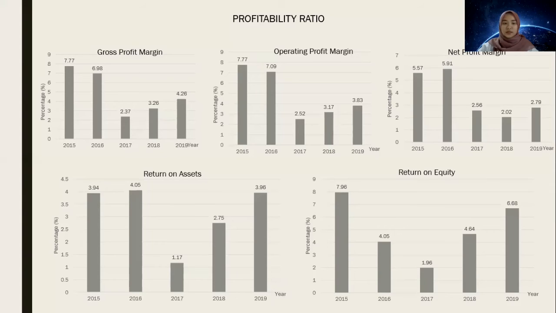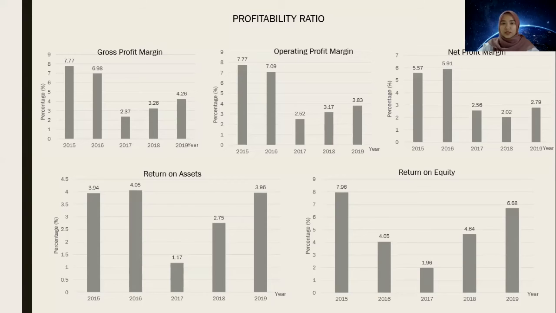And return on asset, it showed the highest ratio was on 2016 at 4.05%. And this means that Sime Darby Berhad is able to generate the net earnings of RM0.0405 for RM1 investment in its assets.